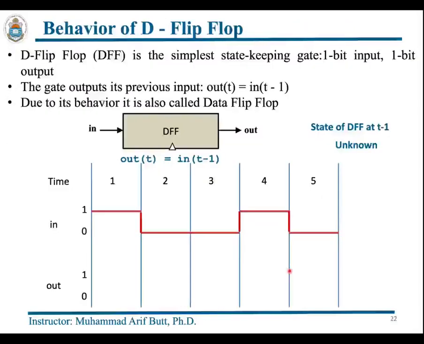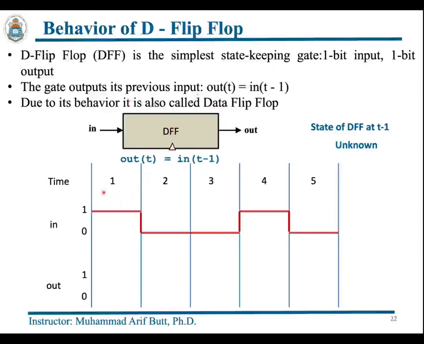Okay, so let's try to understand the behavior of D flip-flop using this timing diagram. The D flip-flop is the simplest state-keeping gate. The gate outputs its previous input, that is, out at any time t will be equal to the in at time t minus 1. So due to this behavior, it is also called a data flip-flop.